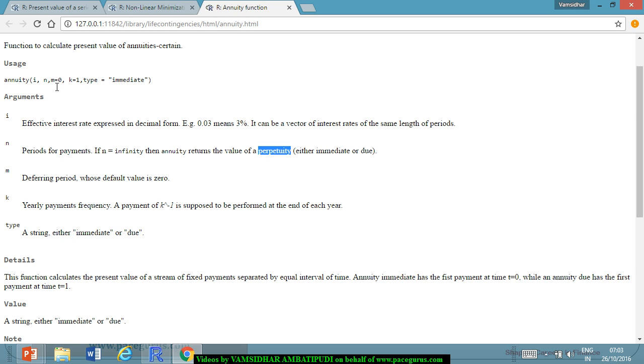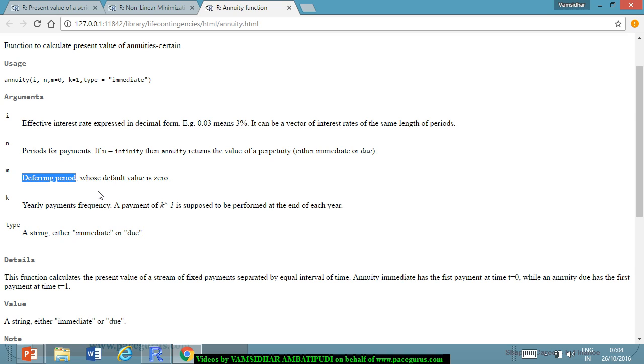Then m equal to 0. So m is the deferment period. At a later point I'll take up this example. The annuity is not starting in this current period itself, but probably after a couple of years. An annuity is equal payments at equal intervals of time. If those equal payments start from this current period itself, we call them a regular annuity. But if this process starts after a couple of periods, initially for the next 2 periods there are no payments, and from the third period onwards every period you have to pay this much, in that case we call it a deferred annuity.